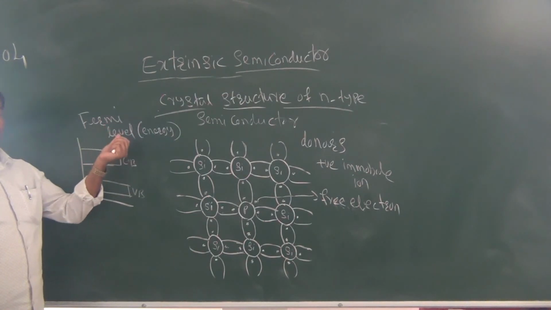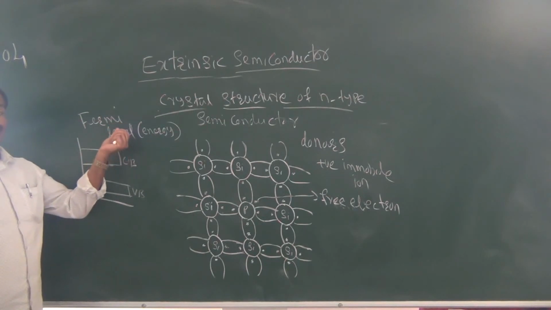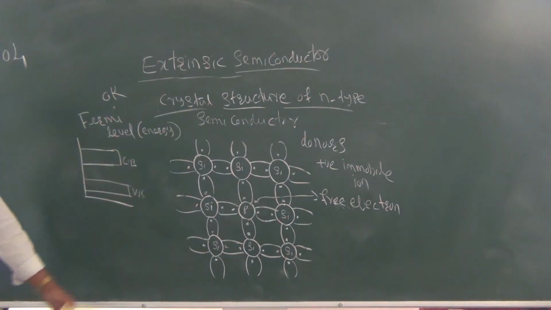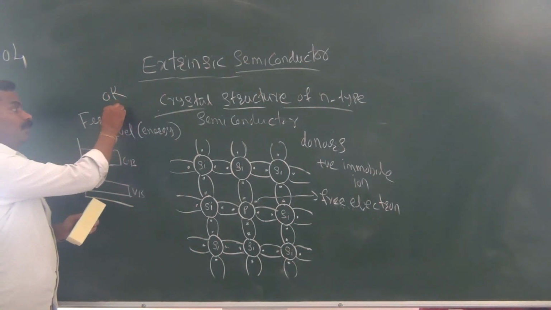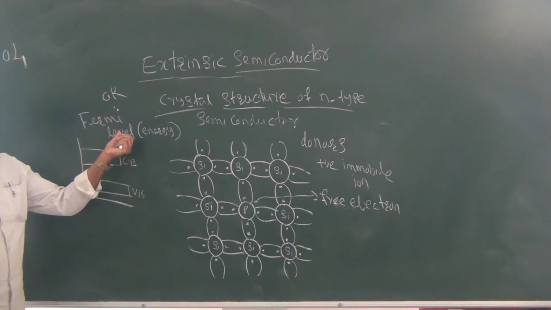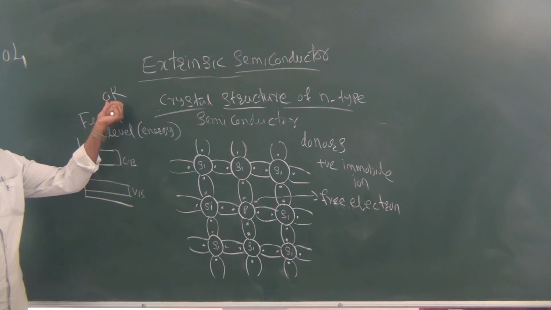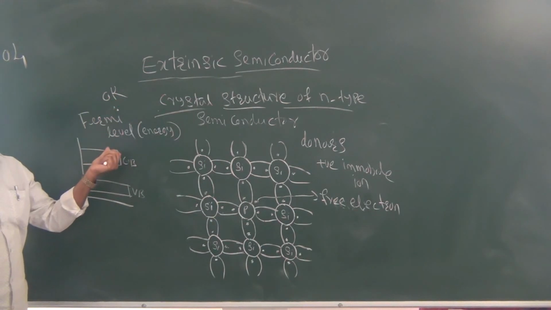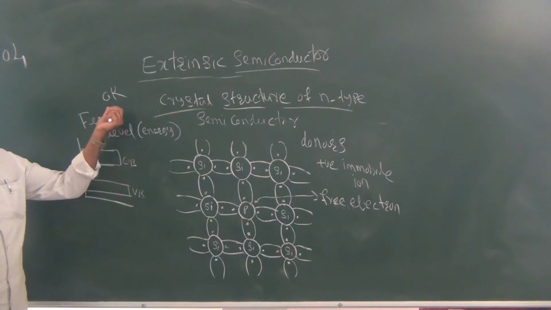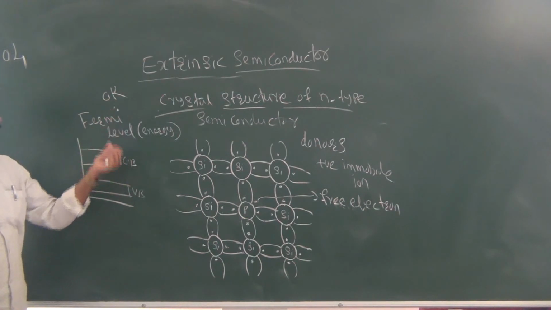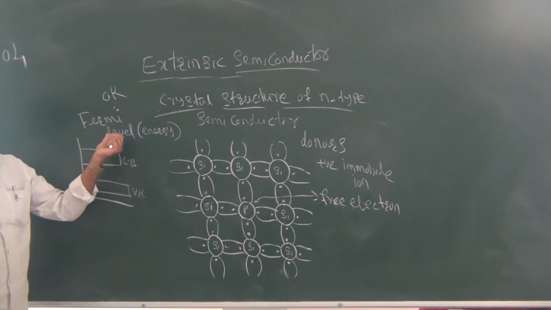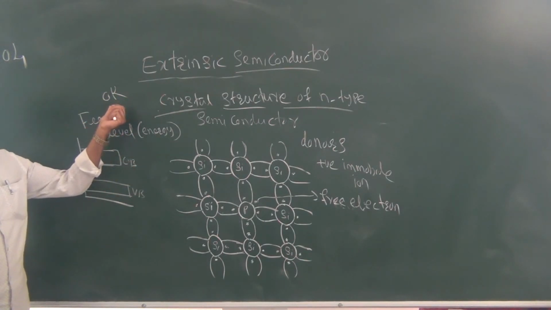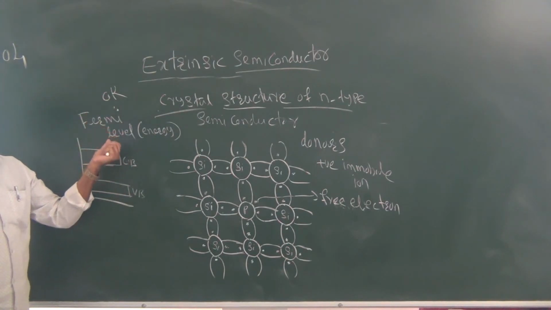The Fermi energy, or Fermi level, is the maximum energy occupied by an electron at absolute temperature, or 0 Kelvin. The maximum energy occupied by the electron at 0 Kelvin is the Fermi level or Fermi energy.